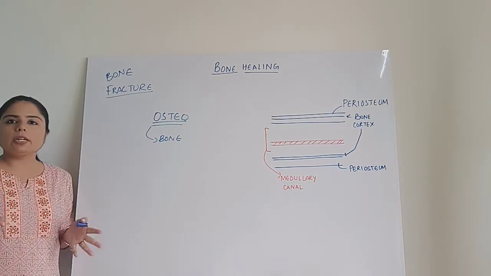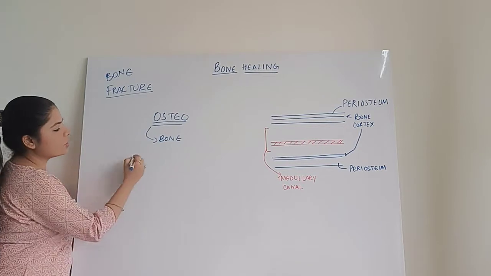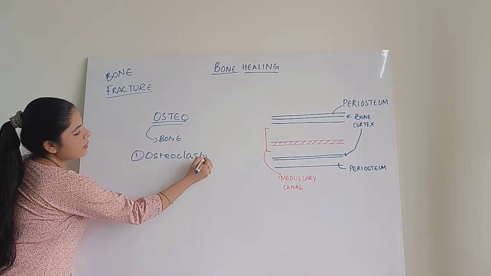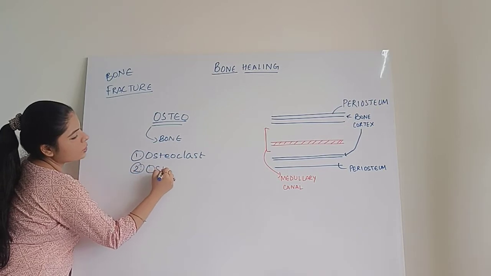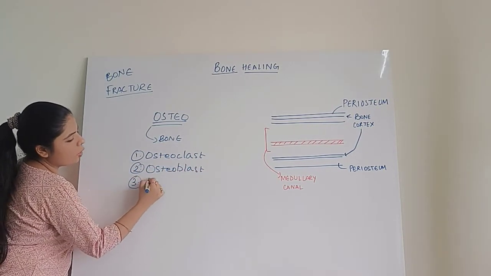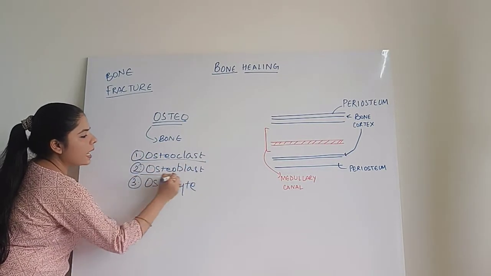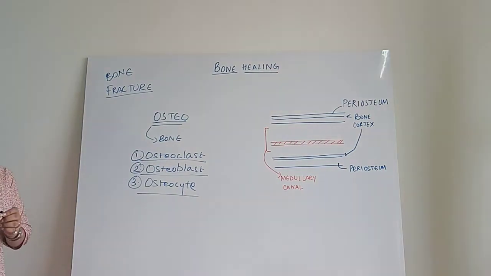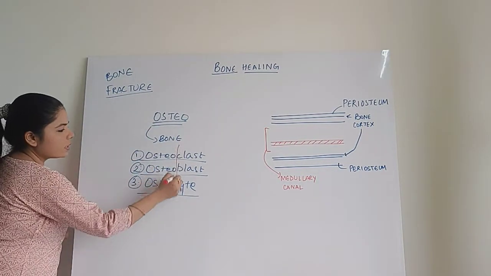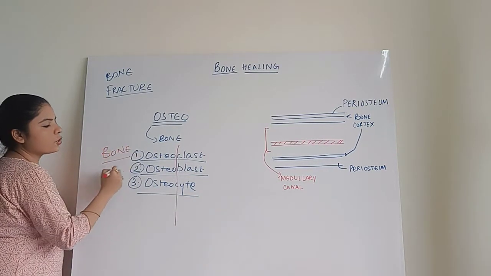There are different types of cells which we'll be discussing in the process of bone healing and fractures. One is osteoclast, other is osteoblast, and the next is osteocyte, right? There are three different terms: osteoblast, osteoclast, and osteocyte. One thing we have already learned, that osteo means bone. So here is a clear classification that we are talking about the human bone.